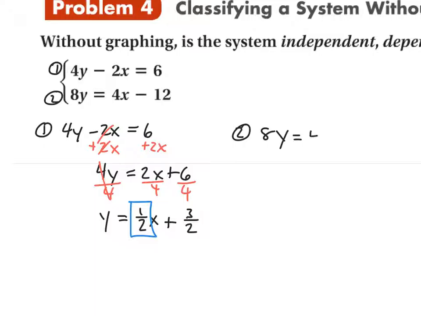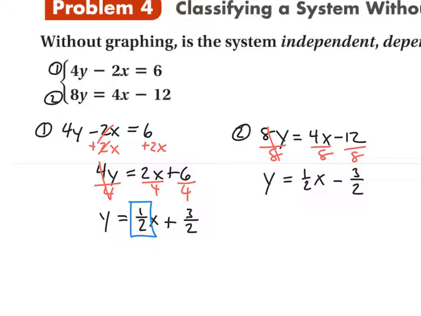8y equals 4x minus 12. Well, it looks like all I need to do here is divide by 8. All right, so y equals 4x over 8. So 1/2 x. Don't stop now, though. Don't just go, oh, it's got the same slope. Because we need to make sure that it's not the exact same line, right? You need to make sure it's not the exact same equation. So what is negative 12/8 reduced down? Negative 3 halves. Is it the same line?